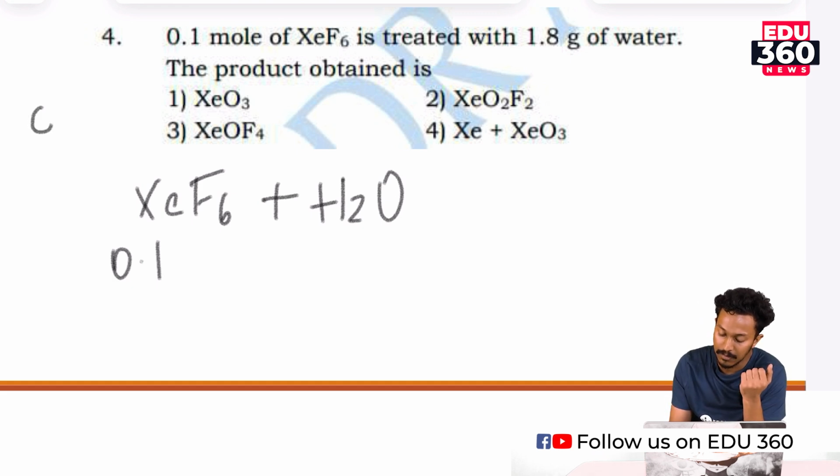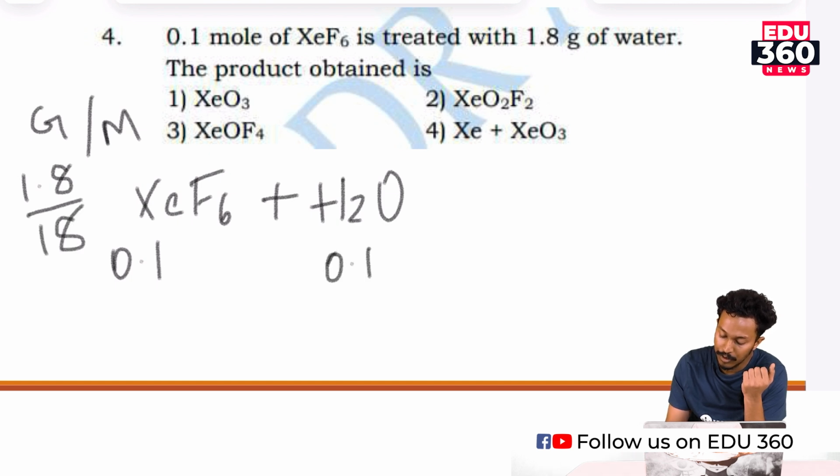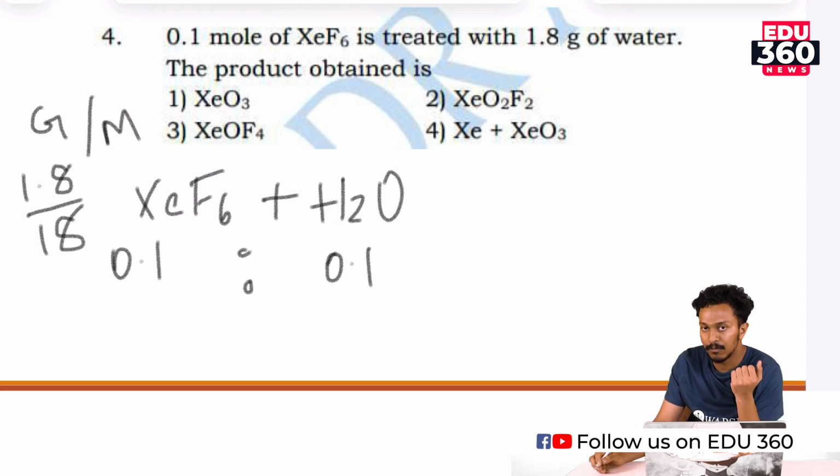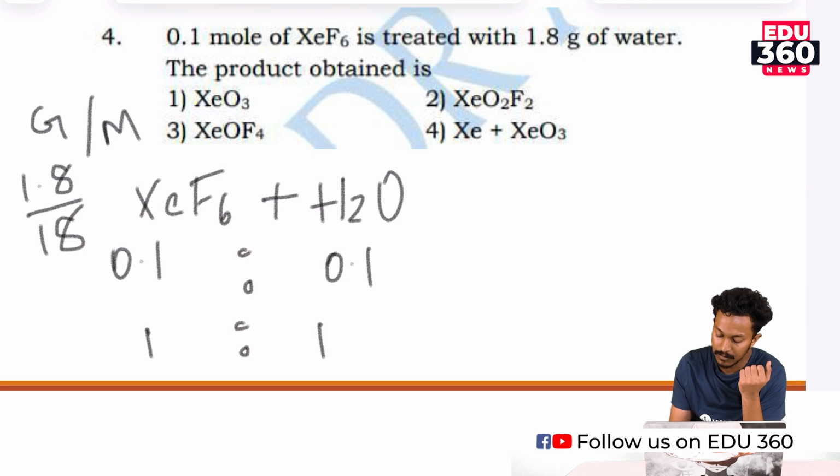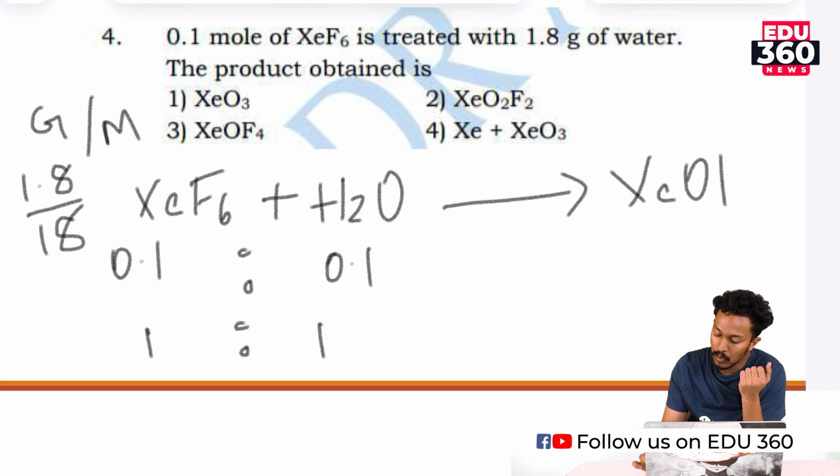It's given by given mass divided by molecular mass. Here the given mass is 1.8 divided by 18, the molecular mass of water, which is 0.1. We do know that the ratio between the reactants is 1:1, isn't it? So the product would be XeOF4.